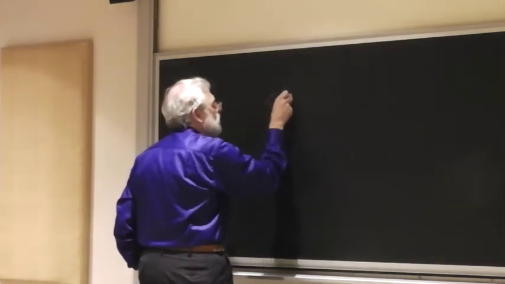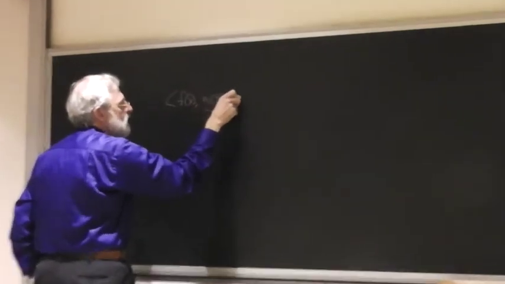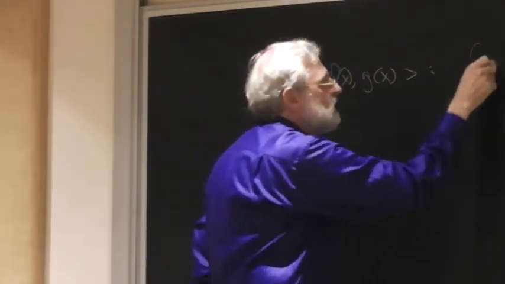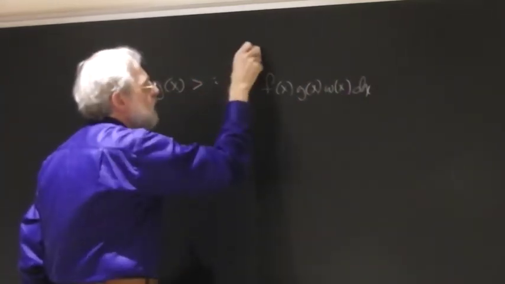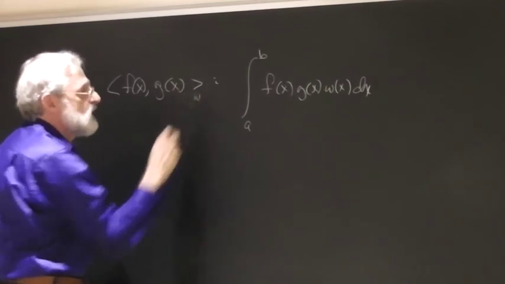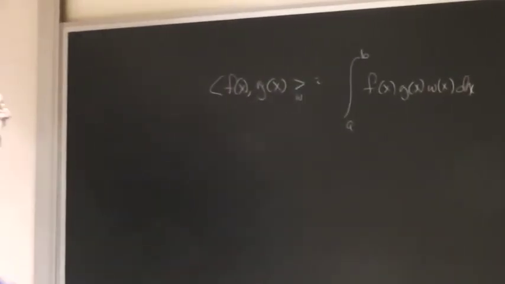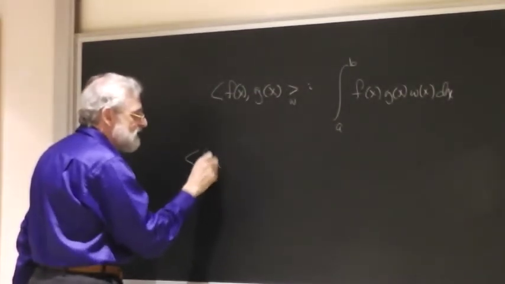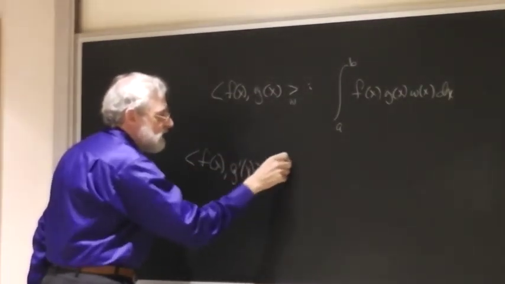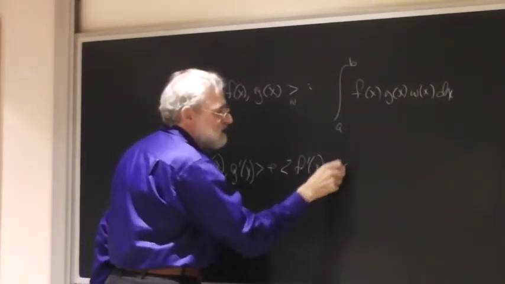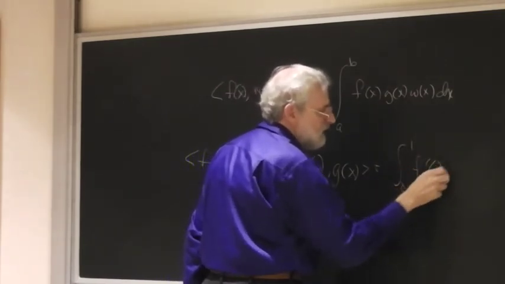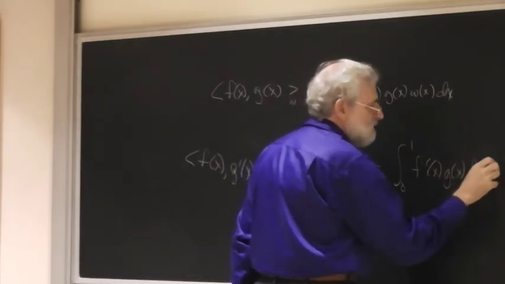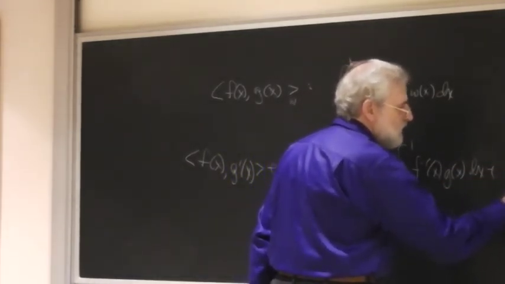So all these come from integrals over some interval a to b of f of x, g of x times some weight, right? So let's call this the inner product fg sub w, for the weight w. Well, what this uses, if you look at f of x, g prime of x, plus f prime of x, g of x, that was the integral, in our case, of f prime of x, g of x, dx, plus f of x, g prime of x, dx.